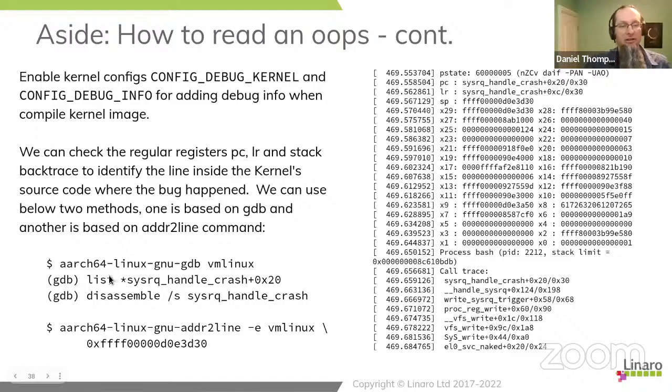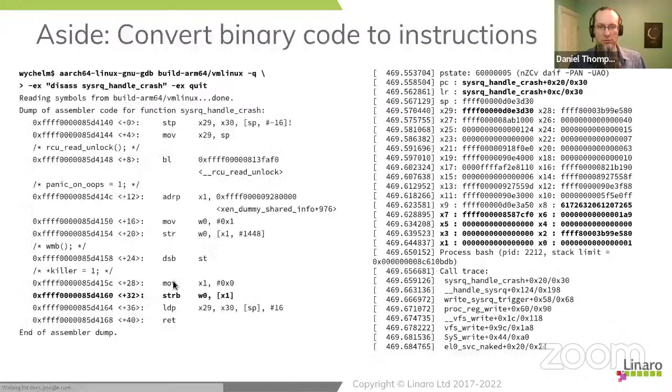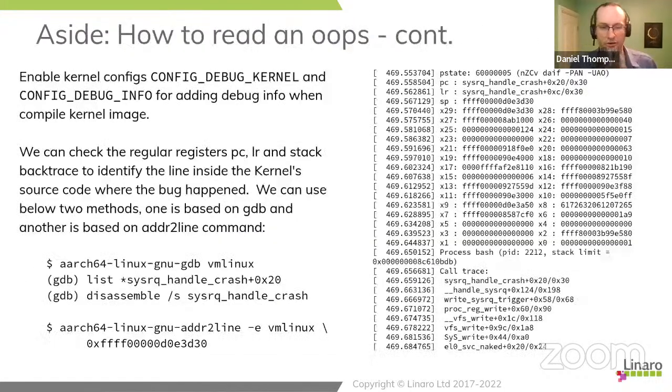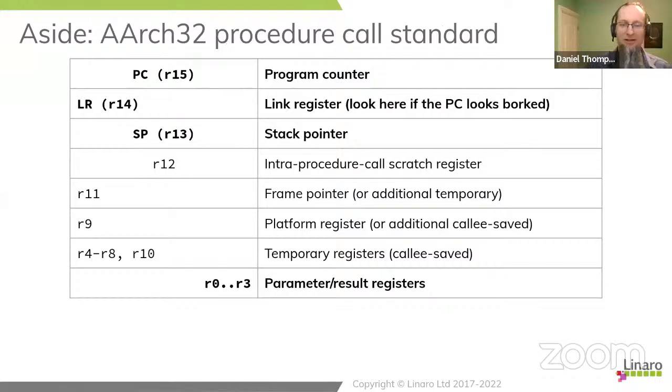But it allows us to do things like list addresses, so we can get the source listings that correspond to a particular address. We can disassemble it with source code intermixed. So this disassemble /s will show us the opcodes of sysrq handle crash intermixed with the C code that it thinks attaches to each line. We can also use things like addr2line to try and convert addresses to symbols. That's there. I've got me ordering wrong, I will come back to that.